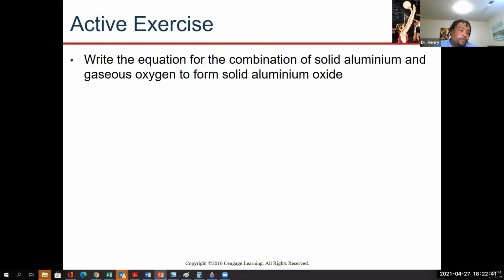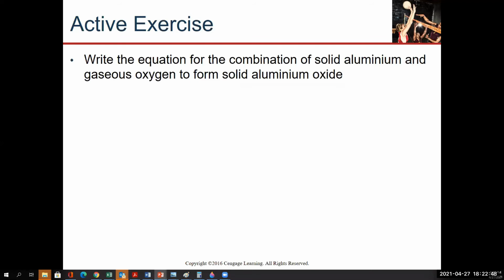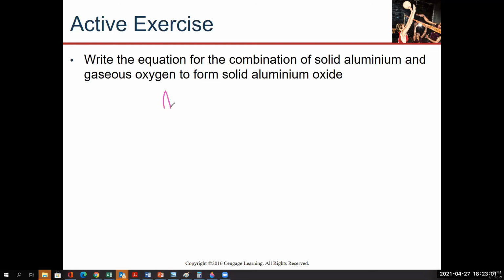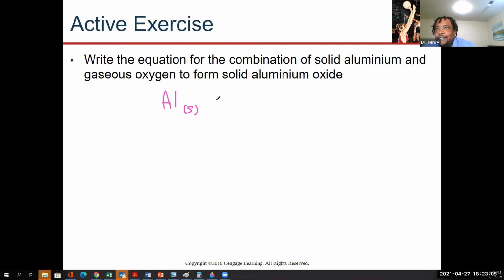So what am I going to do in this case? Start with solid aluminum. What does solid aluminum look like? What's the chemical formula for solid aluminum? Is it 4Al? Al, parentheses s. Plus 3O2. Oh, slow down. Remember, we want the reactants first before we make sure that they're right. So we want O2. Okay. Yields AlO3.